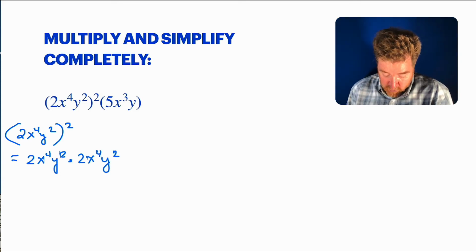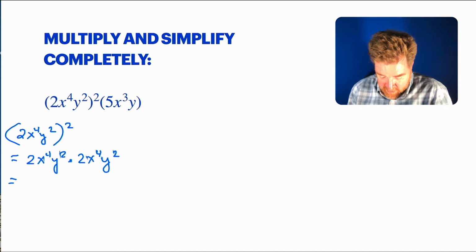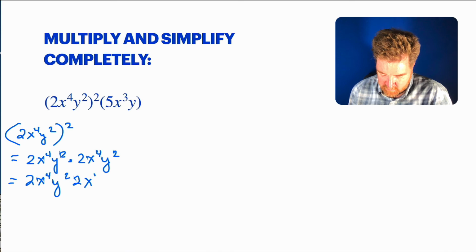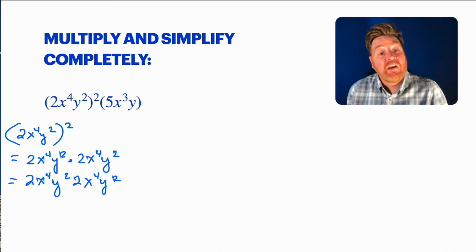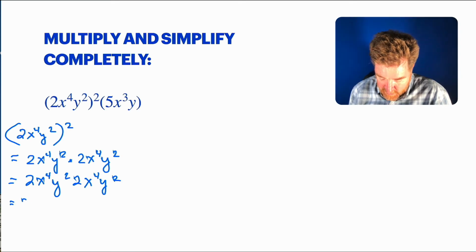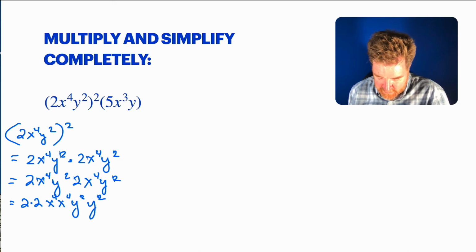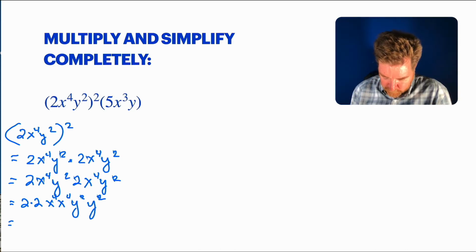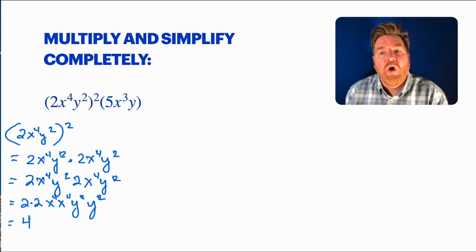So we can clearly multiply those, just mush them together straight across like this. And then we'll use our commutative property to get things by each other that we want to be by each other: the X's and the Y's. So 2 times 2 is 4.